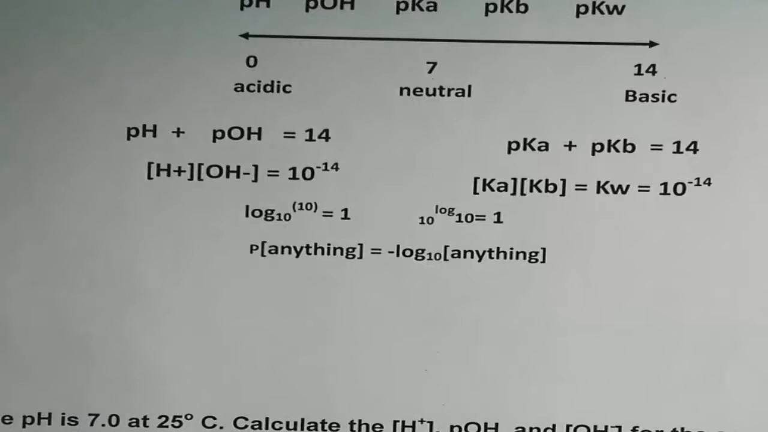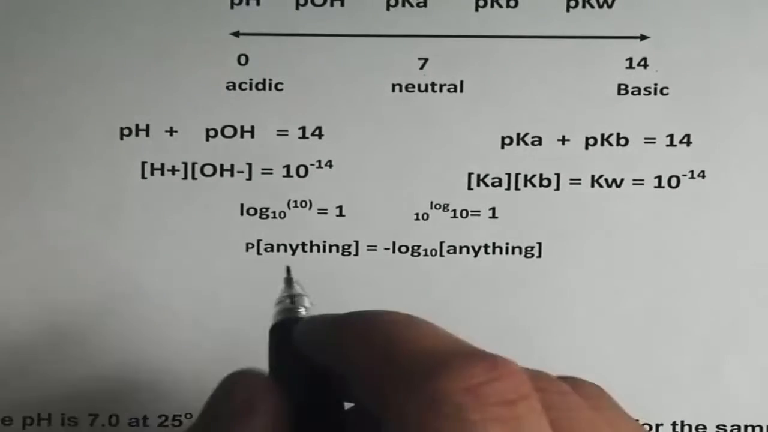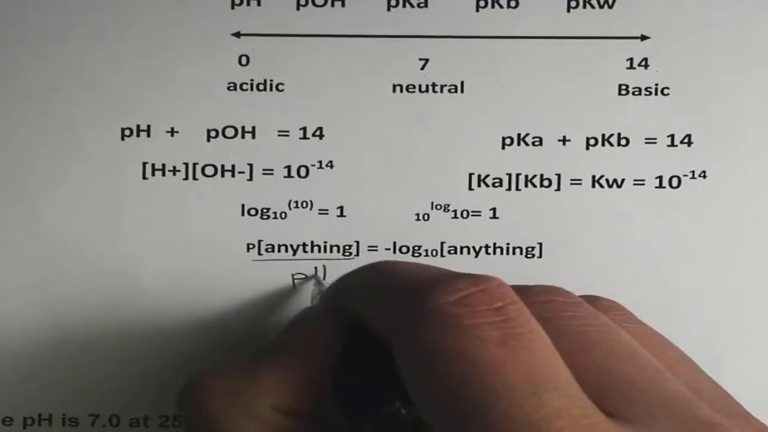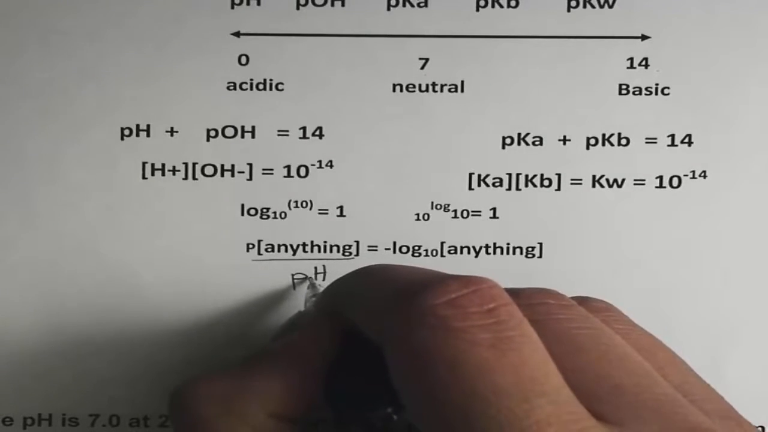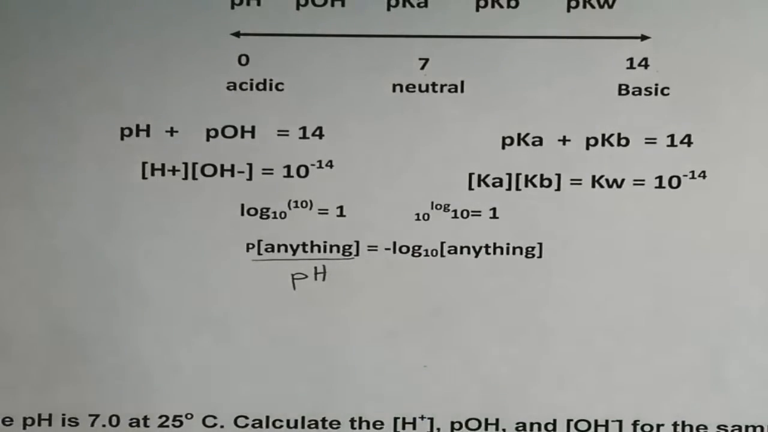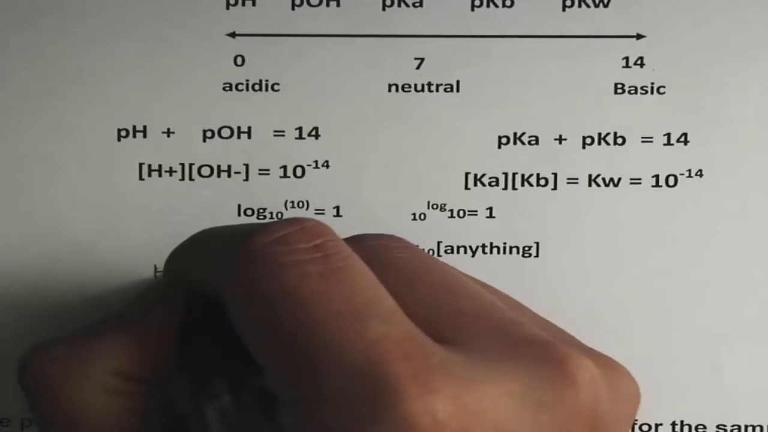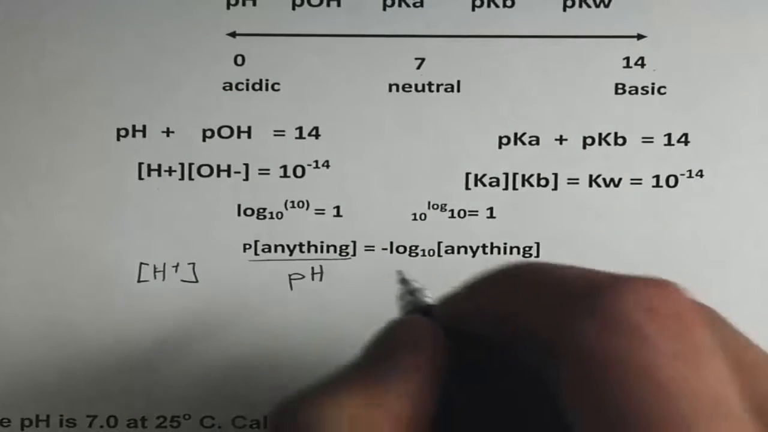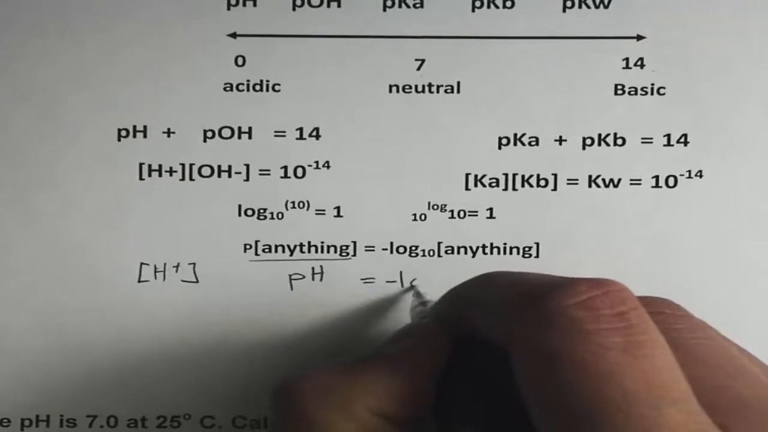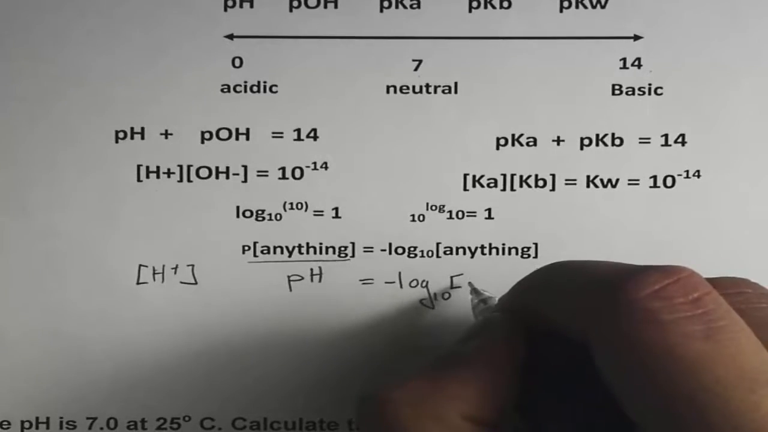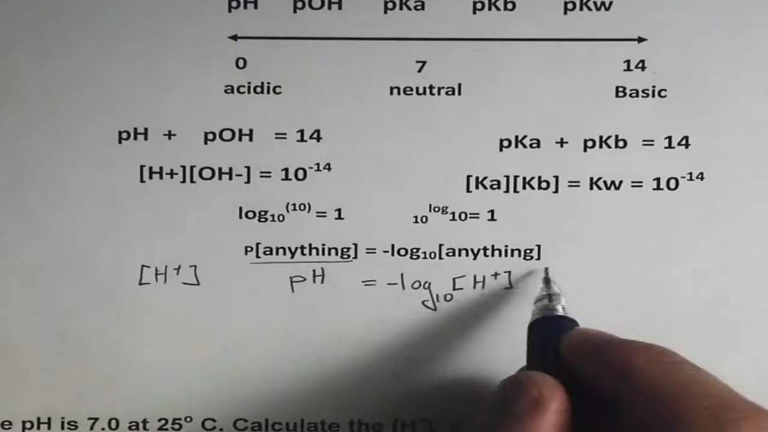But first, let's look at pH. If we have P of anything, like pH, that is referring to P of the concentration of H. And what is H in this case? It is your hydronium ion, which is H plus right there. So P of anything is basically equal to the negative log to the base of 10 of the concentration of H plus. So keep that in mind.